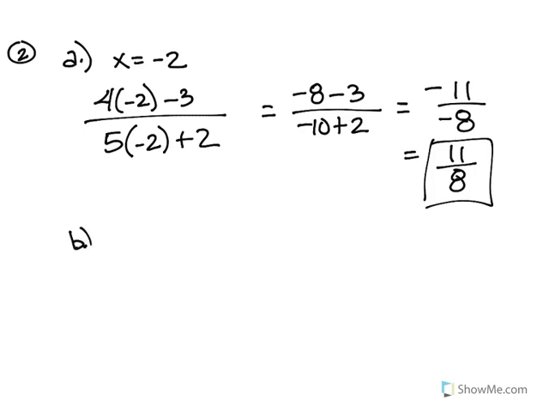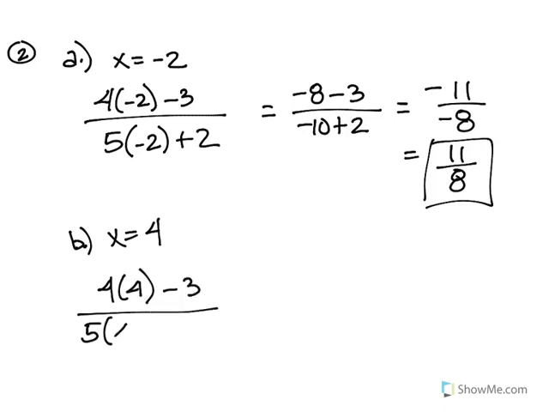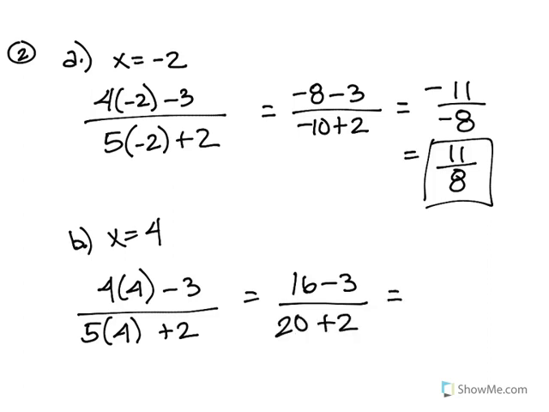And then we're going to plug in 4. So that will give us what? 16 minus 3 over 20 plus 2. 16 minus 3 is 13, and then 20 plus 2 is 22. And does 13 over 22 reduce? No. Do y'all see? Now that's just straight plugging in. Questions on that? Is that okay? That should be easy peasy.